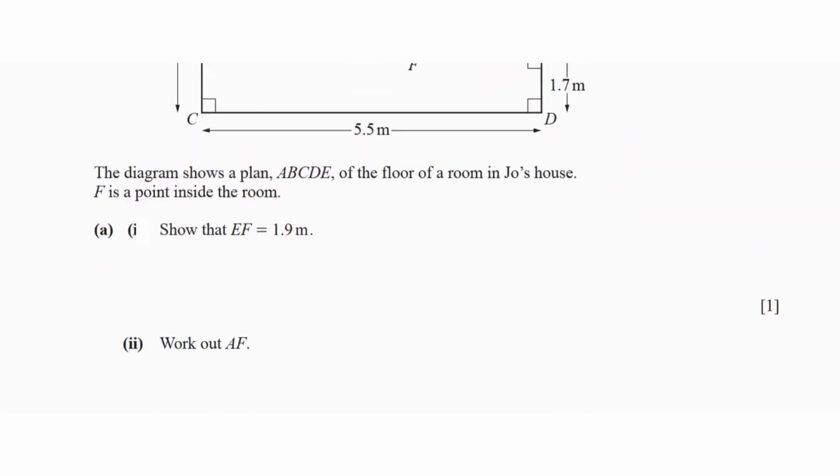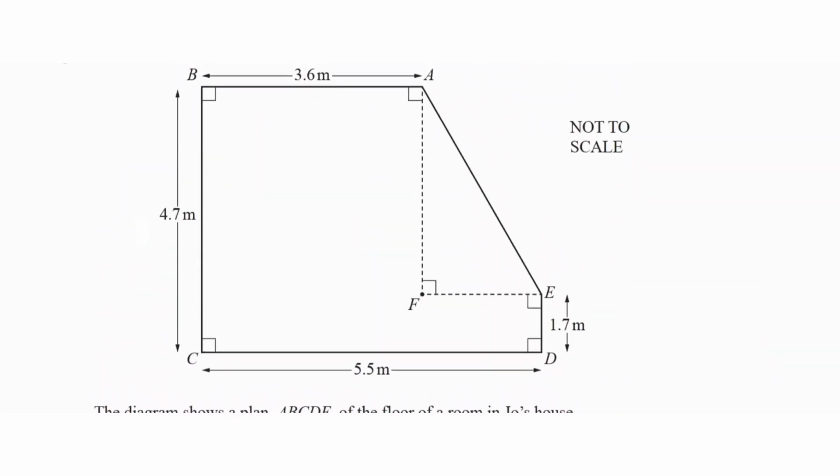Then it says work out AF. AF is over here. Same thing. We have BC and ED parallel to AF. As you can see, AF is part of BC and so is ED. So AF is BC minus ED, which is 4.7 minus 1.7, and that is 3 meters for AF.